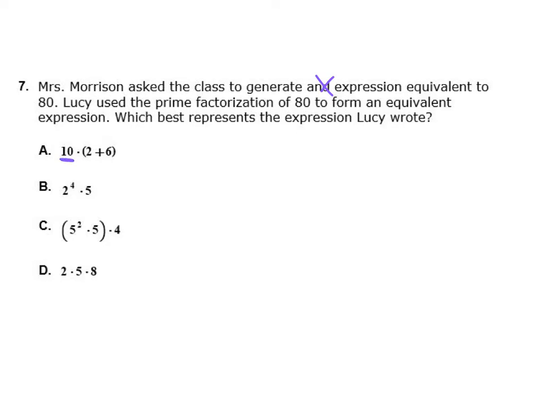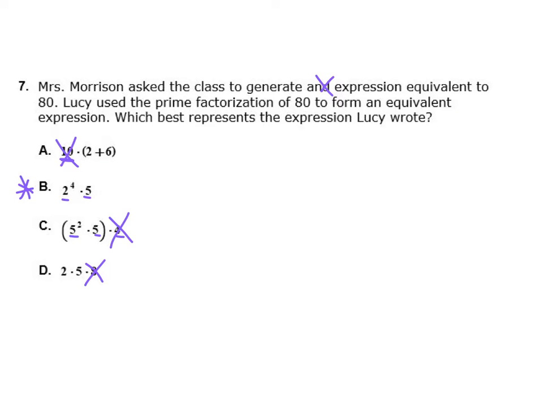Here we have a factor of 10, that's composite, so that's not going to be an answer. Here we have B, those are prime, we're good. C, those are prime, except 4, so that is not the answer because of that composite number. And then D, 8 is not a prime number, it's a composite number. So then that means it could be B.